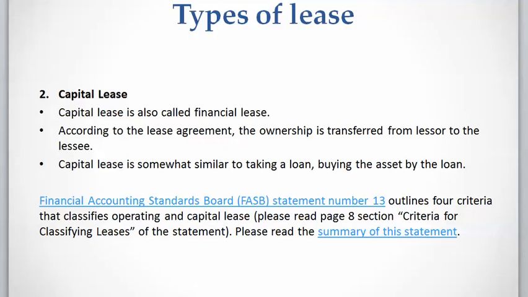The other type of lease is called capital lease. Capital lease is also called financial lease. According to a capital lease agreement, the ownership of the asset is transferred from lessor to lessee upon the lease agreement. So the capital lease is somewhat similar to taking a loan, buying the asset by the loan, and then paying the loan installments to pay off the loan.